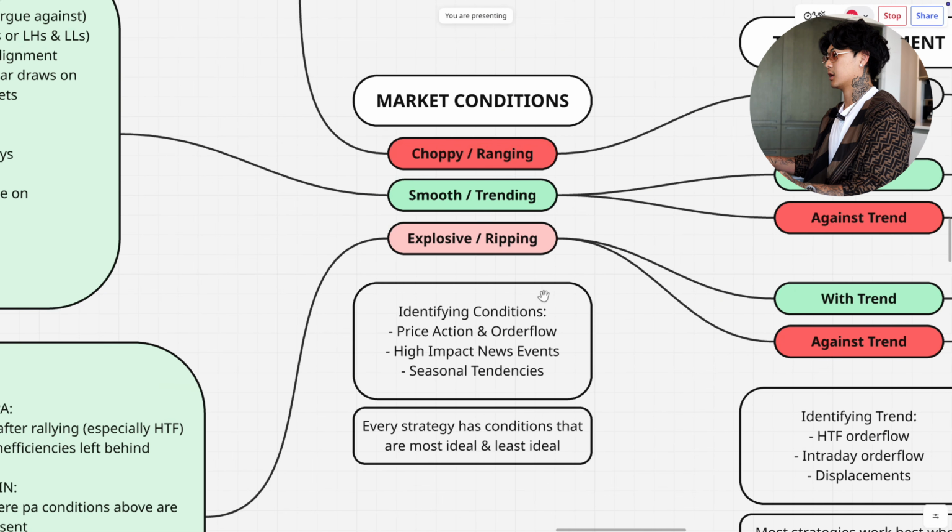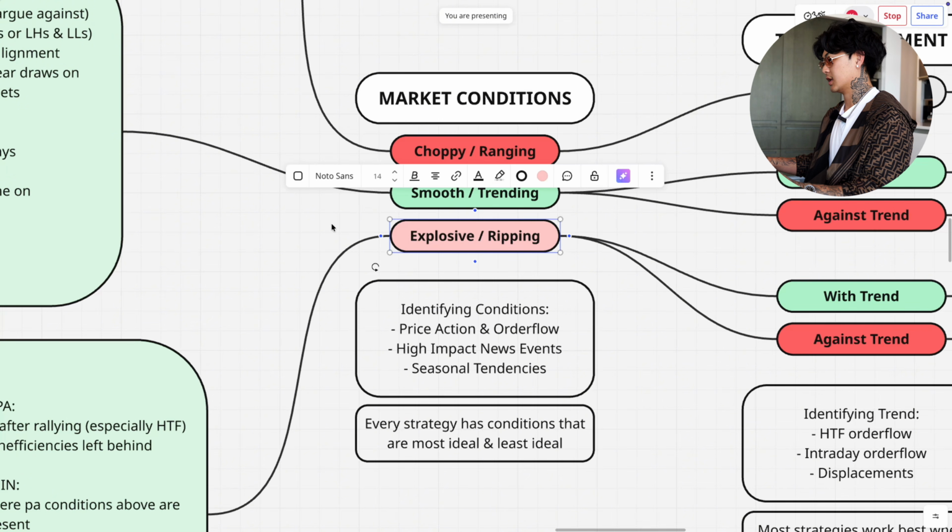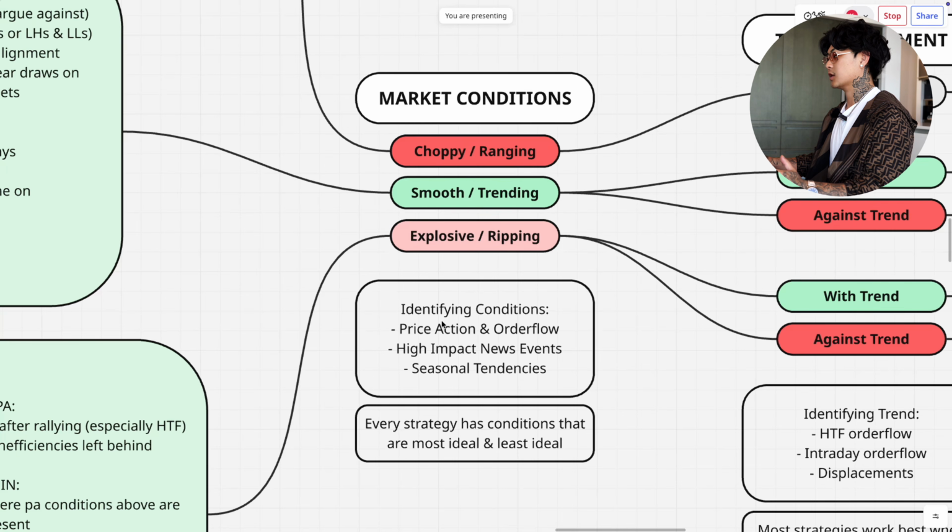Now, what are market conditions? Well, there's pretty much 3 different conditions the market can be in, and that is chopping around or ranging, smooth or trending, or explosive and just ripping in one singular direction. And the way we identify which condition we're in is based on price action and order flow, high impact news events, and seasonal tendencies. So these are the 3 factors that influence the market conditions.